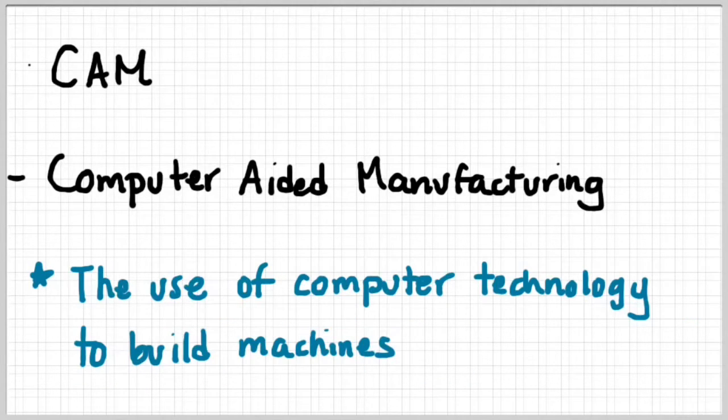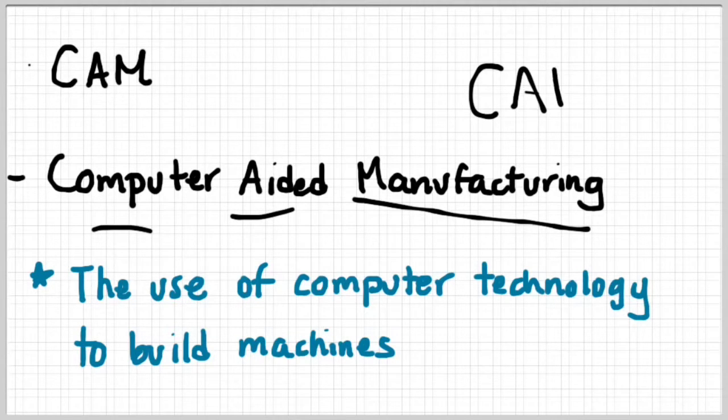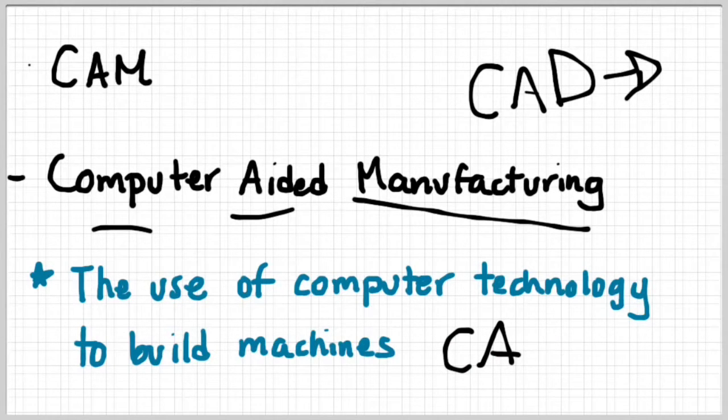The next word we have today is CAM, which stands for Computer Aided Manufacturing. So we have our design we created with CAD, but the moment we produce it, still using a computer, then it becomes a CAM process. Example: the use of computer technology to build machines is called CAM. Oh, that looked like a P. Let's change that. Alright, now it looks more like a D or a very crappy O. Anyways, let's move on.